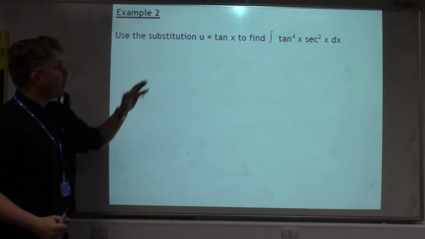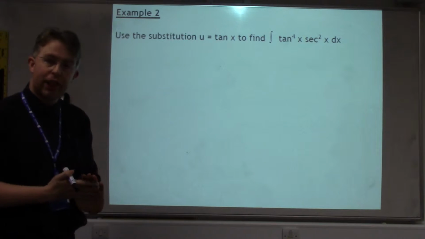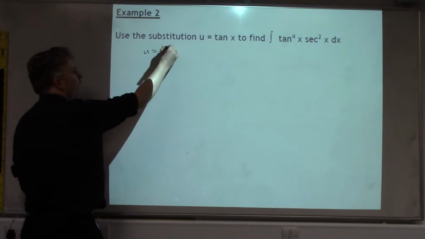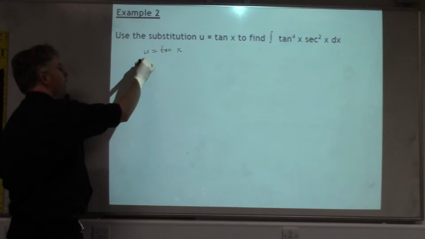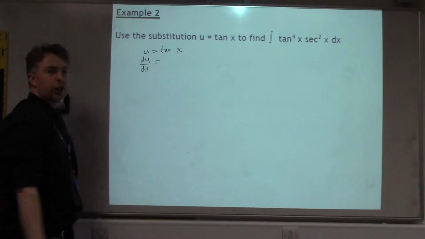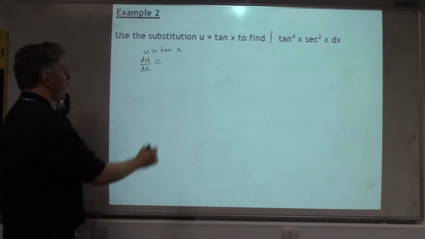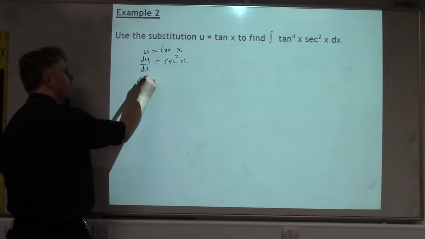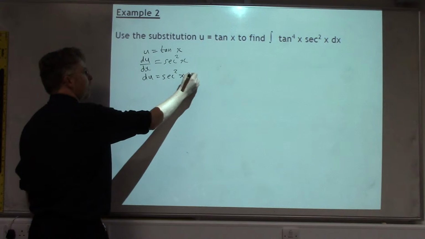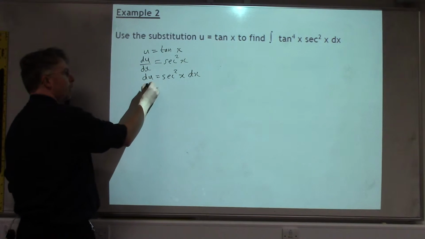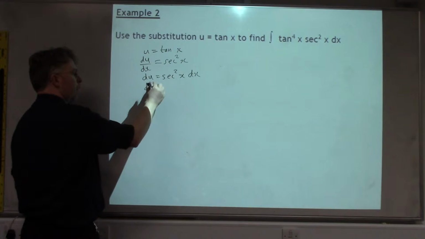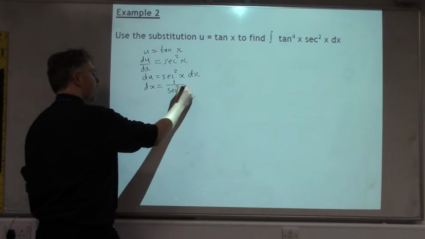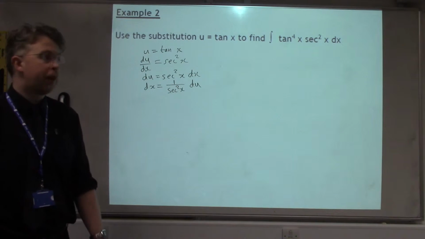So use substitution u equals tan x to find the integral of 10 tan to the 4 x sec squared x dx. Again, like I said before, any substitution question, first thing you should do is differentiate the substitution. So du by dx equals sec squared x. Rearrange: du equals sec squared x dx. Divide by the sec squared: dx equals 1 over sec squared x du. So we've got all the bits we need for the substitution.